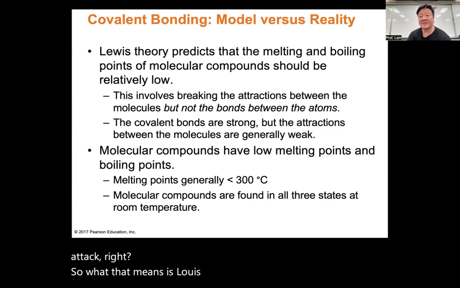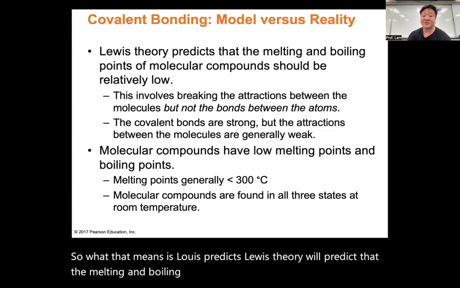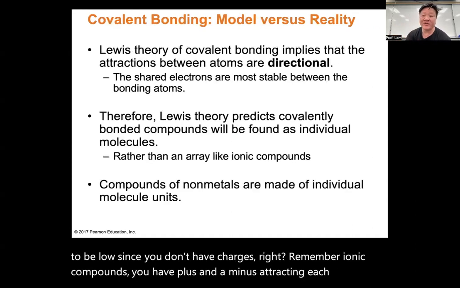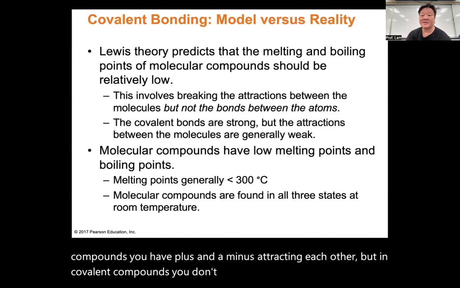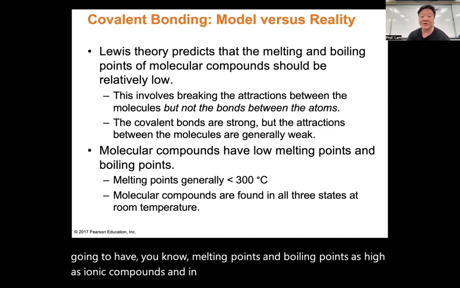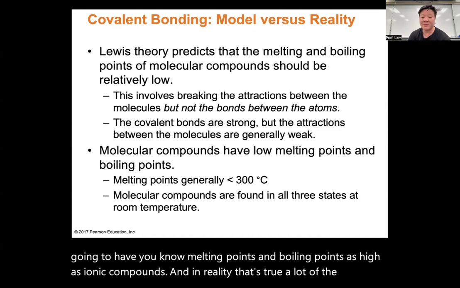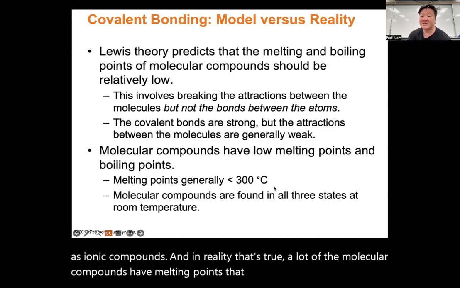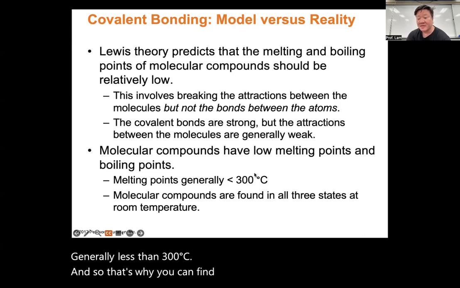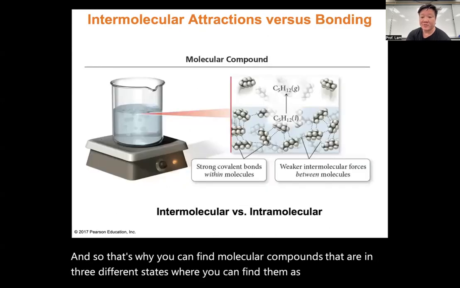Lewis theory will predict that the melting and boiling points of molecular compounds are going to be low since you don't have charges. Remember, in ionic compounds you have a plus and a minus attracting each other, but in covalent compounds you don't have that. And so you're not going to have melting points and boiling points as high as ionic compounds. And in reality, that's true. A lot of the molecular compounds have melting points that are generally less than 300 degrees Celsius. And so that's why you can find molecular compounds in three different states: solid, liquid, or a gas.